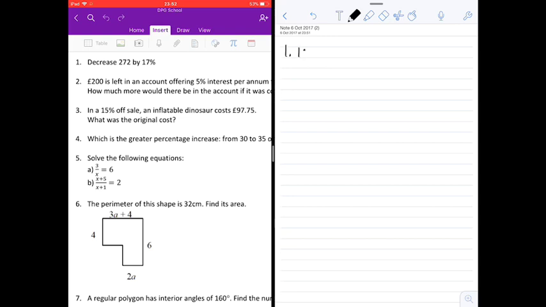So if we start with 100% and we subtract 17%, that obviously gives us 83% remaining. And as a decimal multiplier, that's 0.83, just from dividing by 100. The whole point of a decimal multiplier is that I can just multiply by the number I'm starting with. So 272 multiplied by 0.83, which is 225.76.